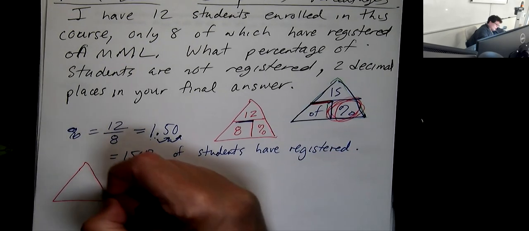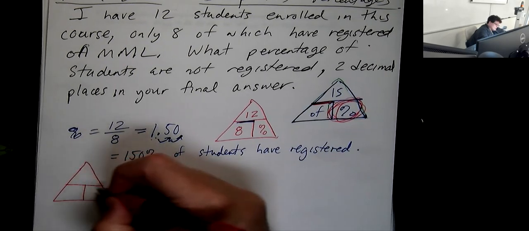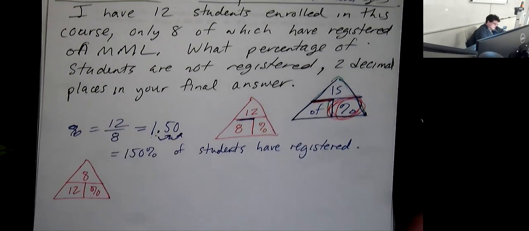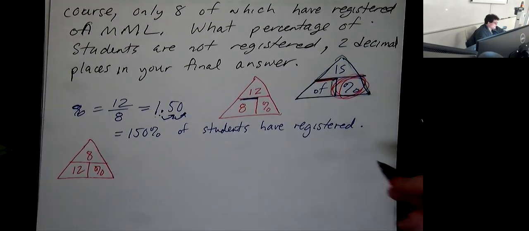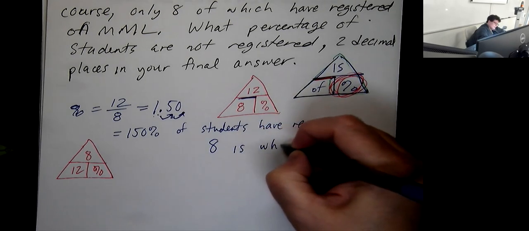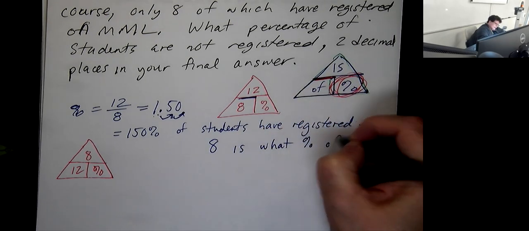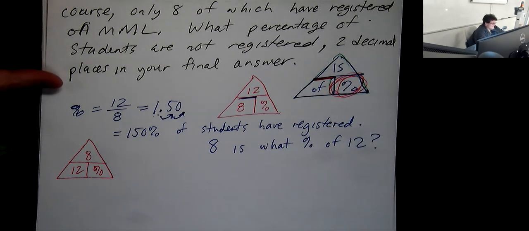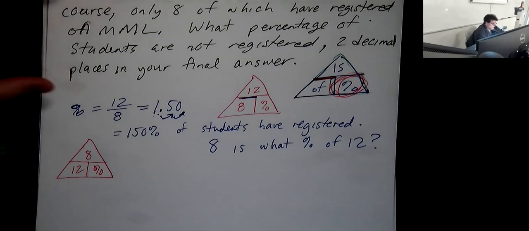So now what do I put on top? We do 8 on top. To me, it's easier if I phrase it like this: 8 is what percentage of 12? That got rid of all the extra clutter in the word problem, the context. But always make sure we go back and check the word problem for our answer.